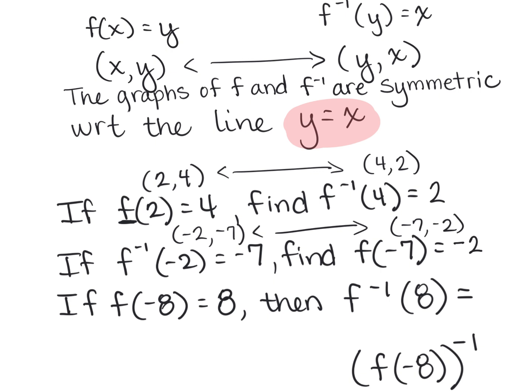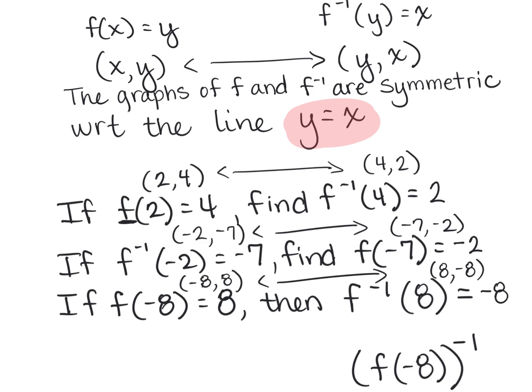For the last one, you have f of negative 8 is equal to positive 8. So that ordered pair point in the original is negative 8, 8. And then if you wanted f inverse of 8, it would, of course, be negative 8 because, again, x becomes y and y becomes x.